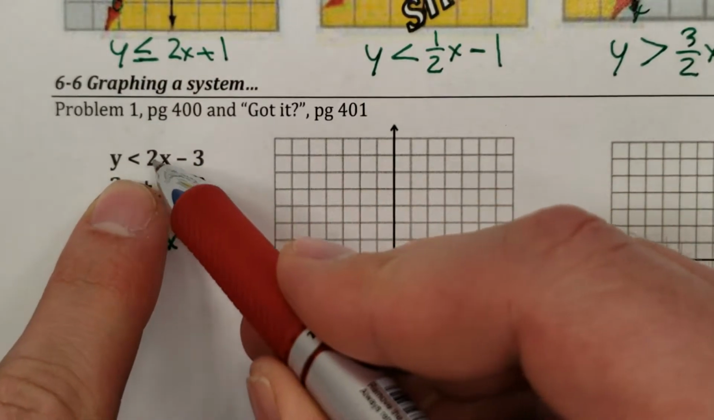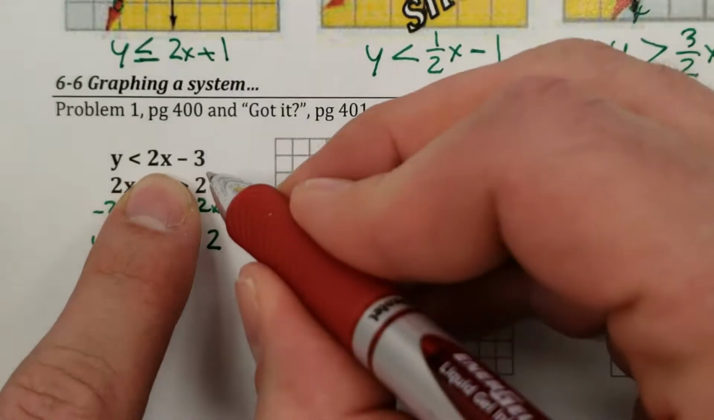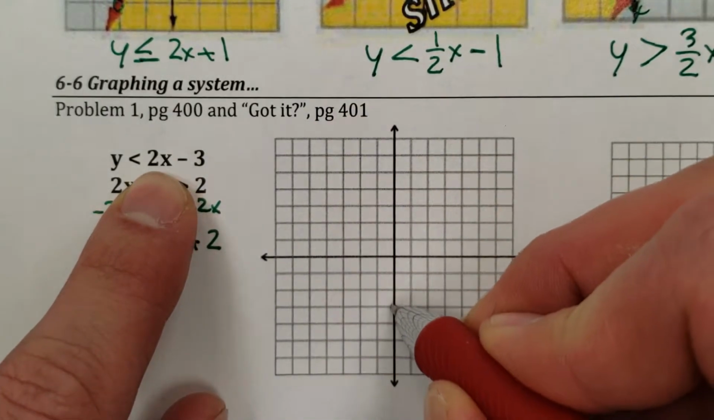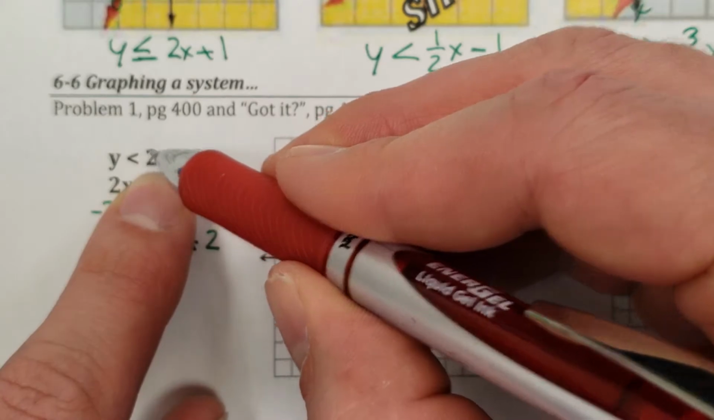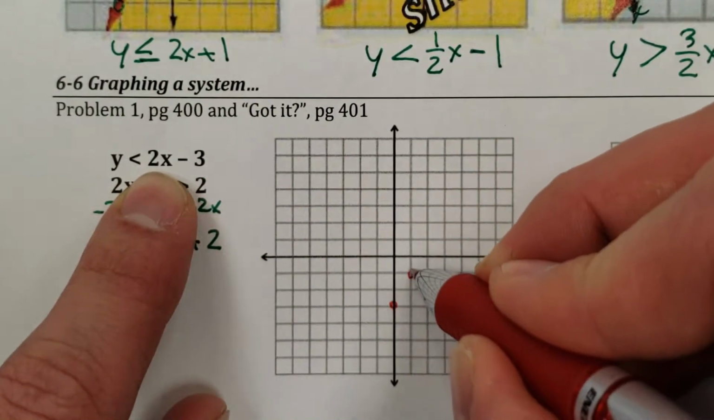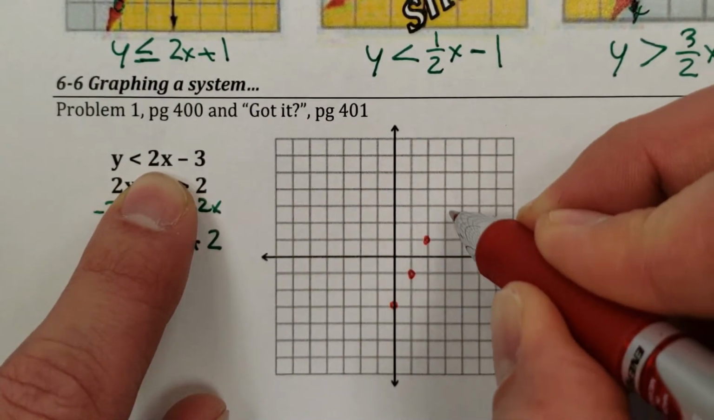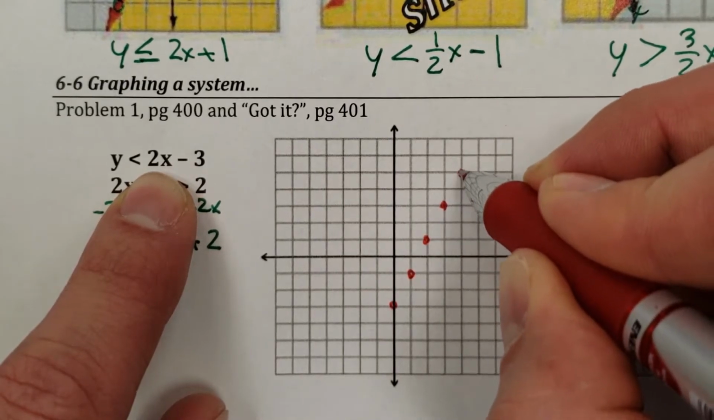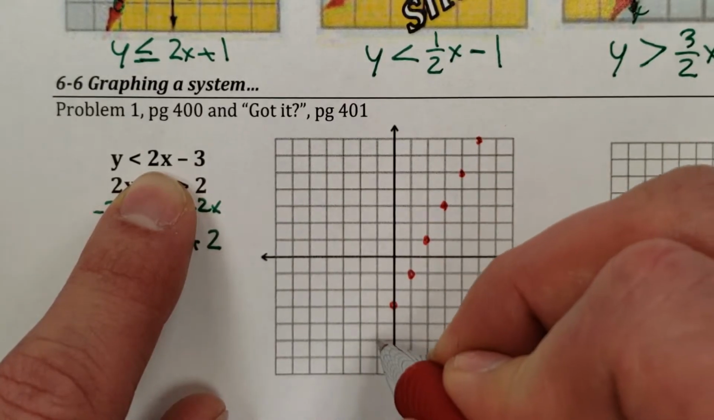We have y is less than 2x minus 3. So that's our y-intercept of minus 3. Okay, and then if we have a slope of 2x, we're going to go 1 to the right, up 2. Okay, so make sure you're careful. Again, follow your first step. First step, where does it go? Second step, what does it look like?